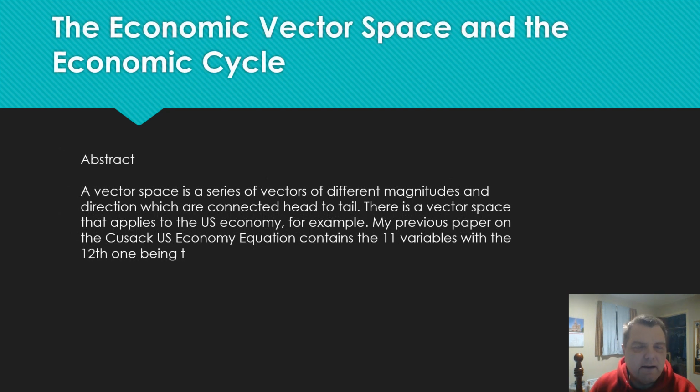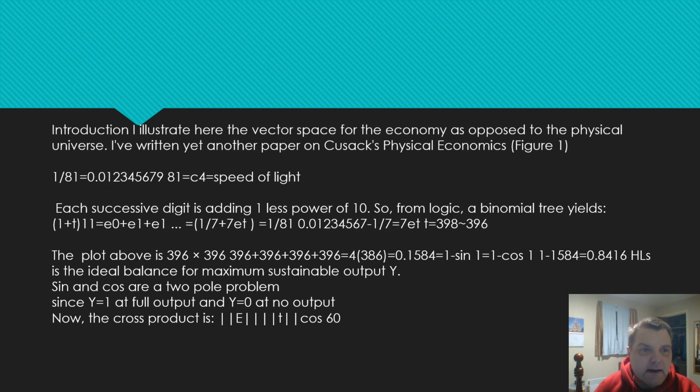So continuing on, the second to last paper is the economic vector space and the economic cycle. A vector space is a series of vectors of different magnitudes and direction which are connected head to tail. There is a vector space that applies to the U.S. economy, for example. My previous paper on the Cusick U.S. economy equation contains 11 variables, with the 12th one being time, t. In this, I illustrate here the vector space for the economy as opposed to the physical universe. I've written a previous paper, as I mentioned, on Cusick's physical economy.